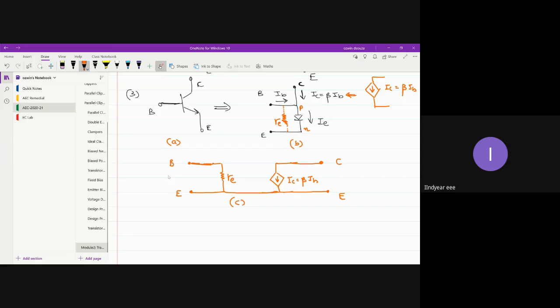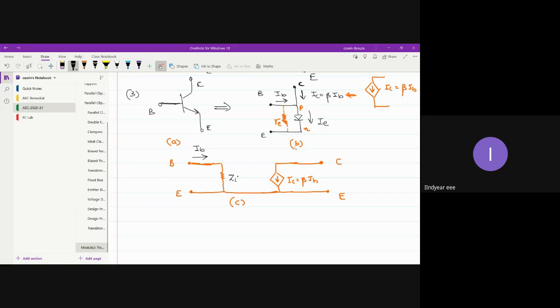Now, I just want to tell you one thing. Let me consider this as ZI. I'll tell you why also. Now, this is your base current, right? This is your base current IB. Now, when you place the circuit in this manner, what happens? The same current IB flows through this impedance ZI, right?